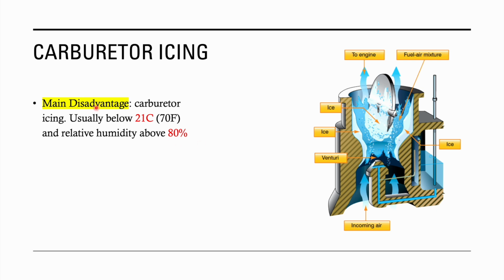So usually we'll use carb heat anytime you're in these conditions, so below 70 degrees and high humidity. Usually anytime you have a low RPM setting is a good chance you could get carburetor icing. So descents or landings in a carbureted model, you would apply carb heat.